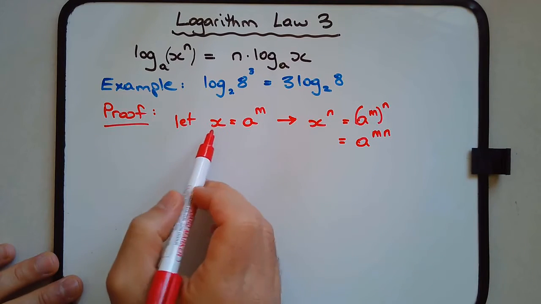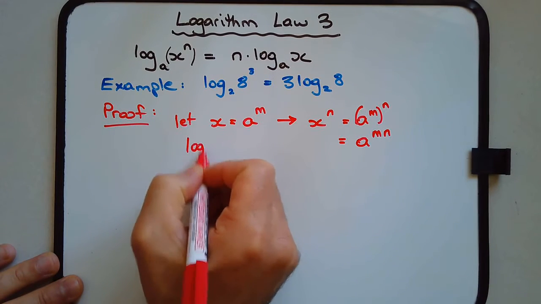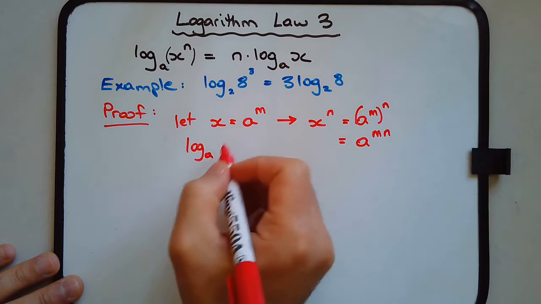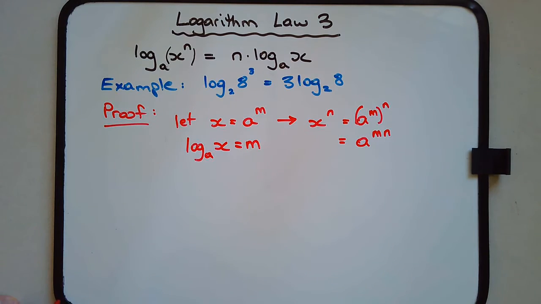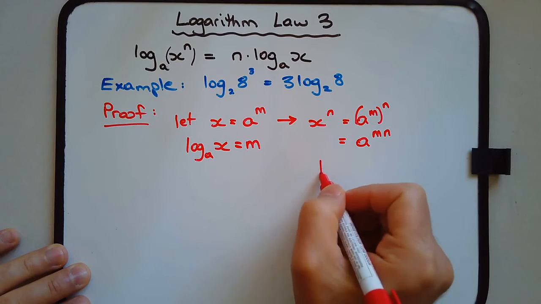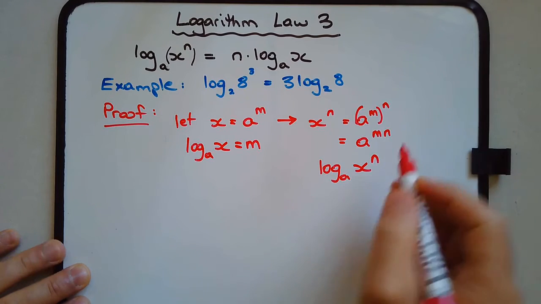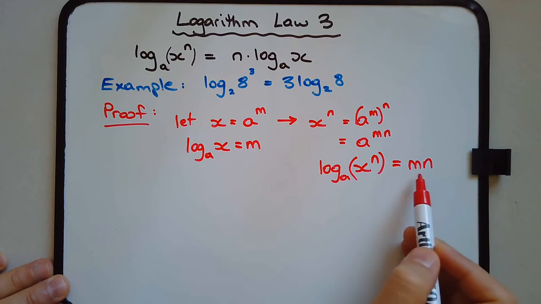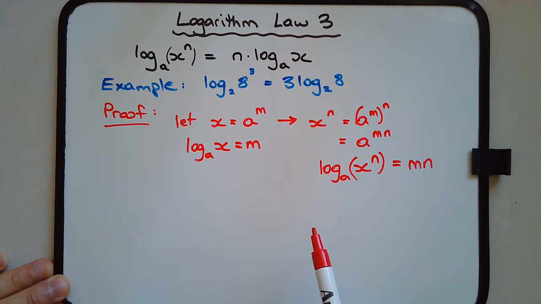So if x is equal to a to the power of m, if we take the logarithm of that, converting this into logarithm form, log base a of x is equal to m. Now from this side here, log base a of x to the n is equal to mn. After all, a to the power of m times n gives you x to the power of n.